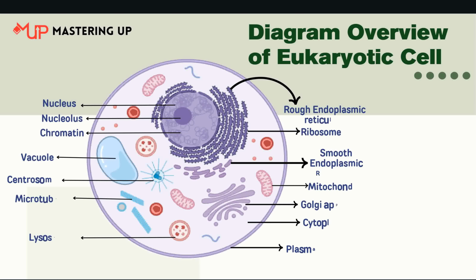Let's see an overview of eukaryotic cell. In this illustration, you can see the organelles found within a eukaryotic cell. You can see the endoplasmic reticulum, mitochondria, Golgi apparatus, and then the nucleus, nucleolus, chromatin. You can see lysosome, vacuole. All these are the organelles found within the eukaryotic cell.